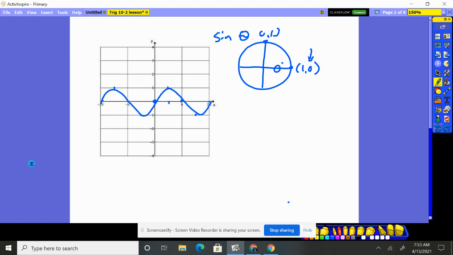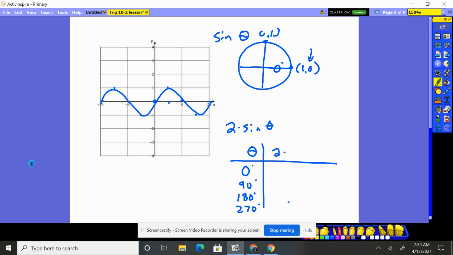What I want to look at is what happens if I put a 2 out front, if I do 2 sine of theta or 2 cosine. Well, what we can do, and I'm just going to give a little quick explanation, is look at what happens when theta's value is 0 degrees and 90 and 180 and 270. Normally, we're doing 2 times that value, right? So what happens when we have 2 times the sine of theta? At 0, the sine is 0, so 2 times 0, still at 0, right?